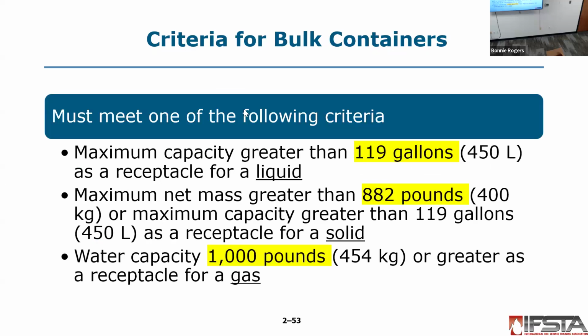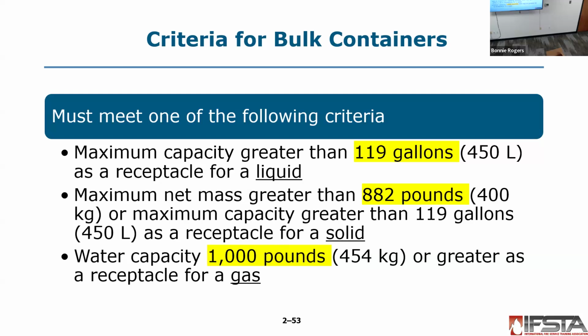Okay. What's a bulk container? More than 119 gallons of liquid. More than 882 pounds of solid. Or gas, water capacity of 1,000 pounds or greater as a receptacle for a gas. So 1,000 pounds or more of gas. I don't want to say it wrong, so let me get back to you on that, okay?